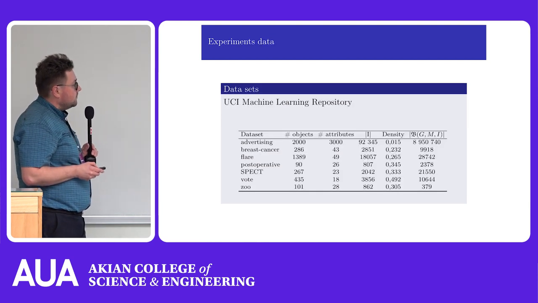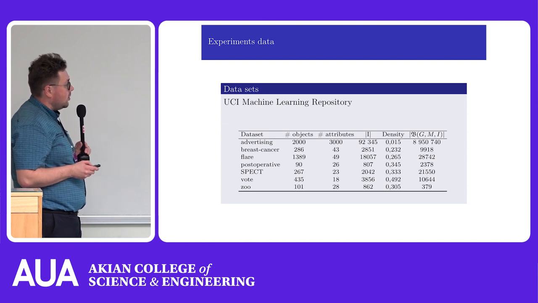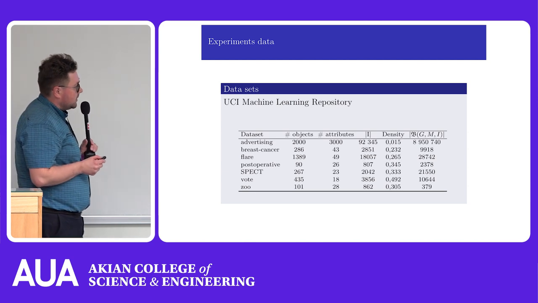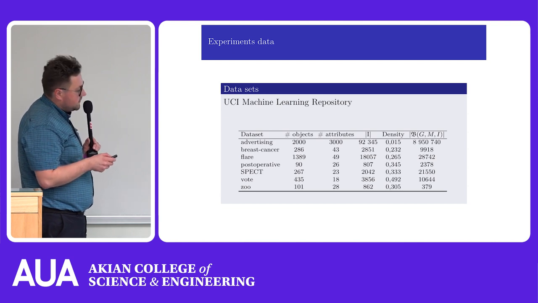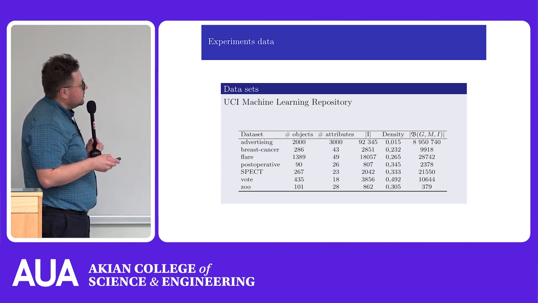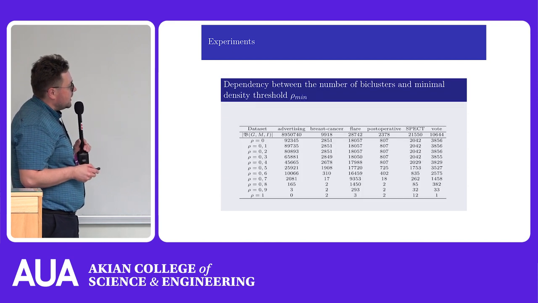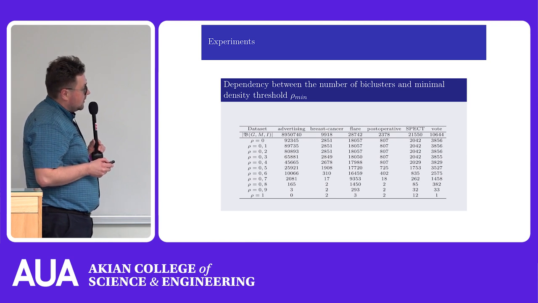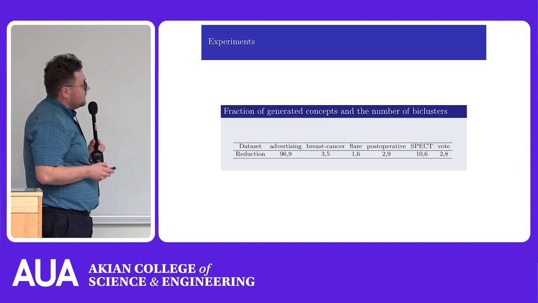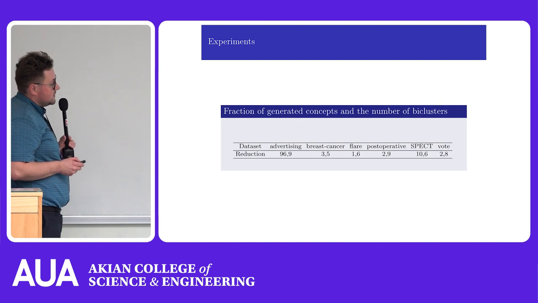We also applied object attribute biclustering to binary scaled data known in machine learning from the UCI machine learning repository. Here are just some statistics, the number of concepts versus the size of the relation in terms of non-empty pairs, and we can also see how these numbers, the number of concepts, relate to the number of object attribute biclusters found. And there is a drastic reduction up to several tens.